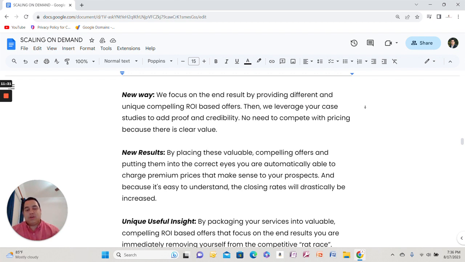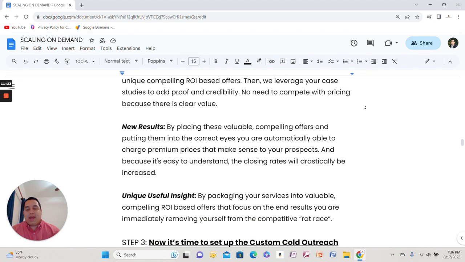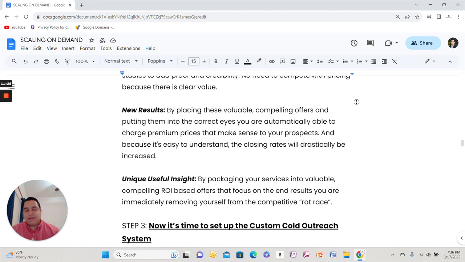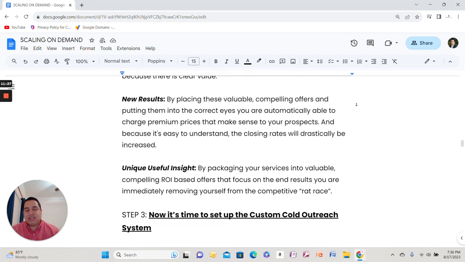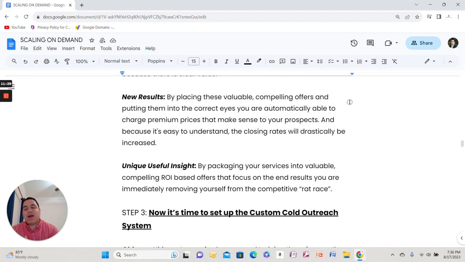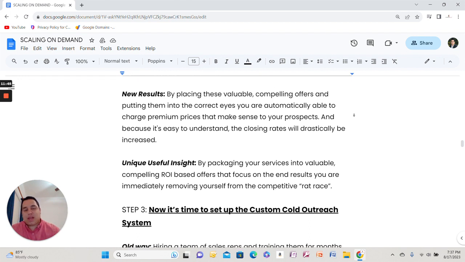Trust me when I tell you this. And by packaging these services into valuable, compelling, ROI-based offers that focus on end results, you're removing yourself from the competitive rat race. Now we're standing out. We're wearing a white shirt in a black shirt crowd, or vice versa. Think about it that way.